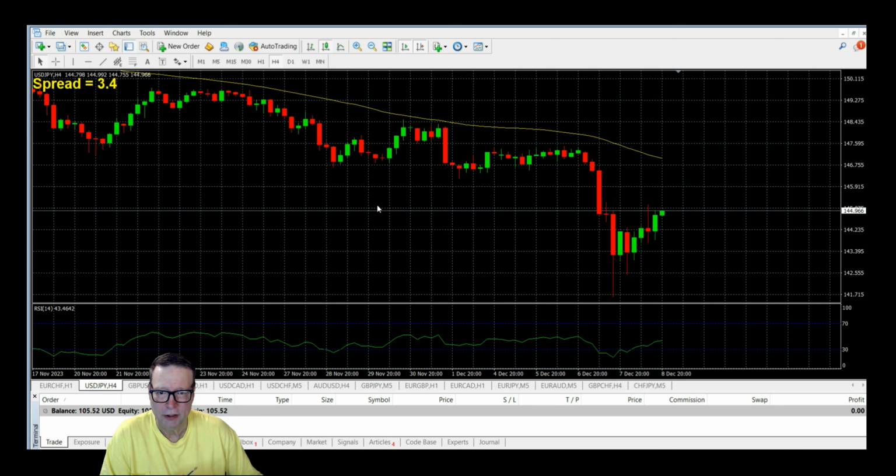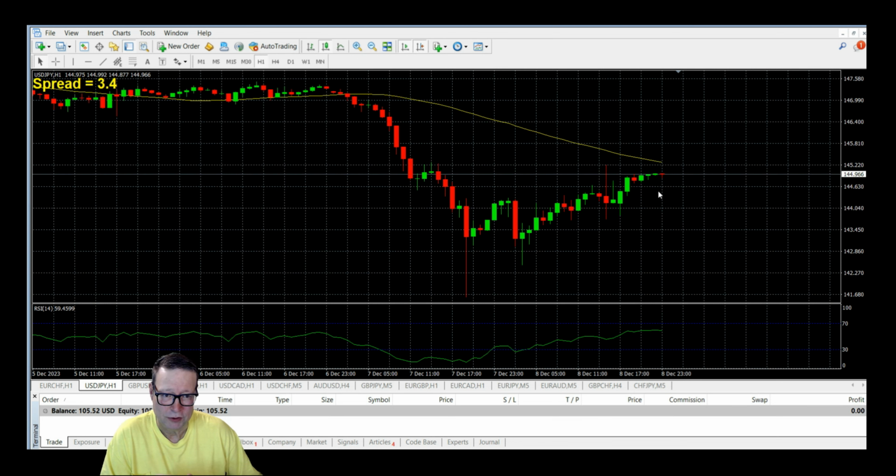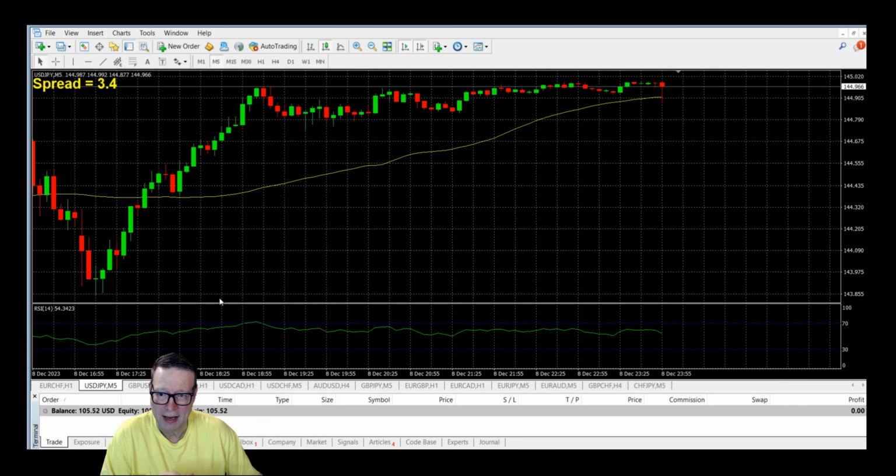Okay, so anyways, here we're under the 60 SMA. So that would be a sell. We'd be looking for sells. If we go to the 1 hour, we're still looking for sells. If we go to the 5 minute, it is up into the buy. So all the ducks are not aligned. So what do you do now?